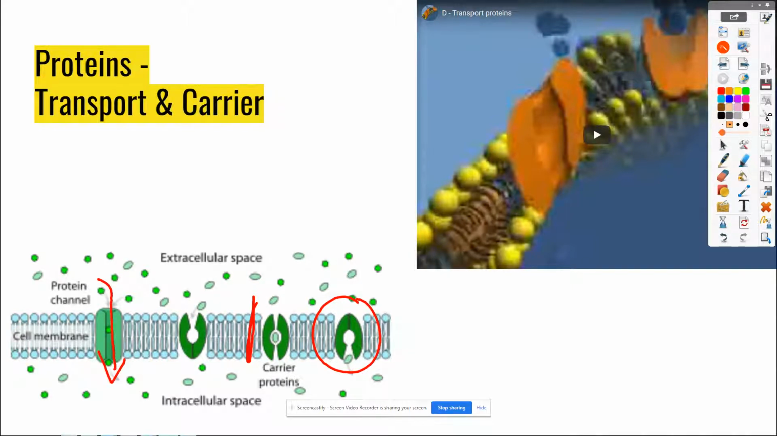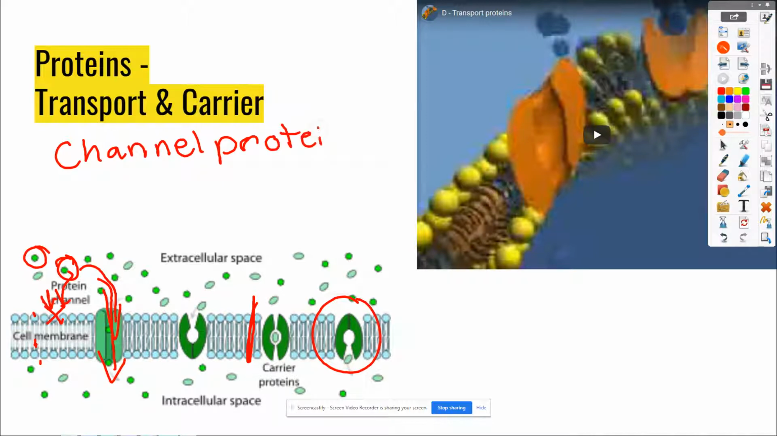They create a hole for molecules that can't go through the phospholipid bilayer. Some can easily come through the phospholipid bilayer, but a lot of them can't. They're too big, or maybe they have too much of a charge and they can't go through. So they have to have another way. And transport proteins can also be called channel proteins because they create a tunnel for molecules to go through.